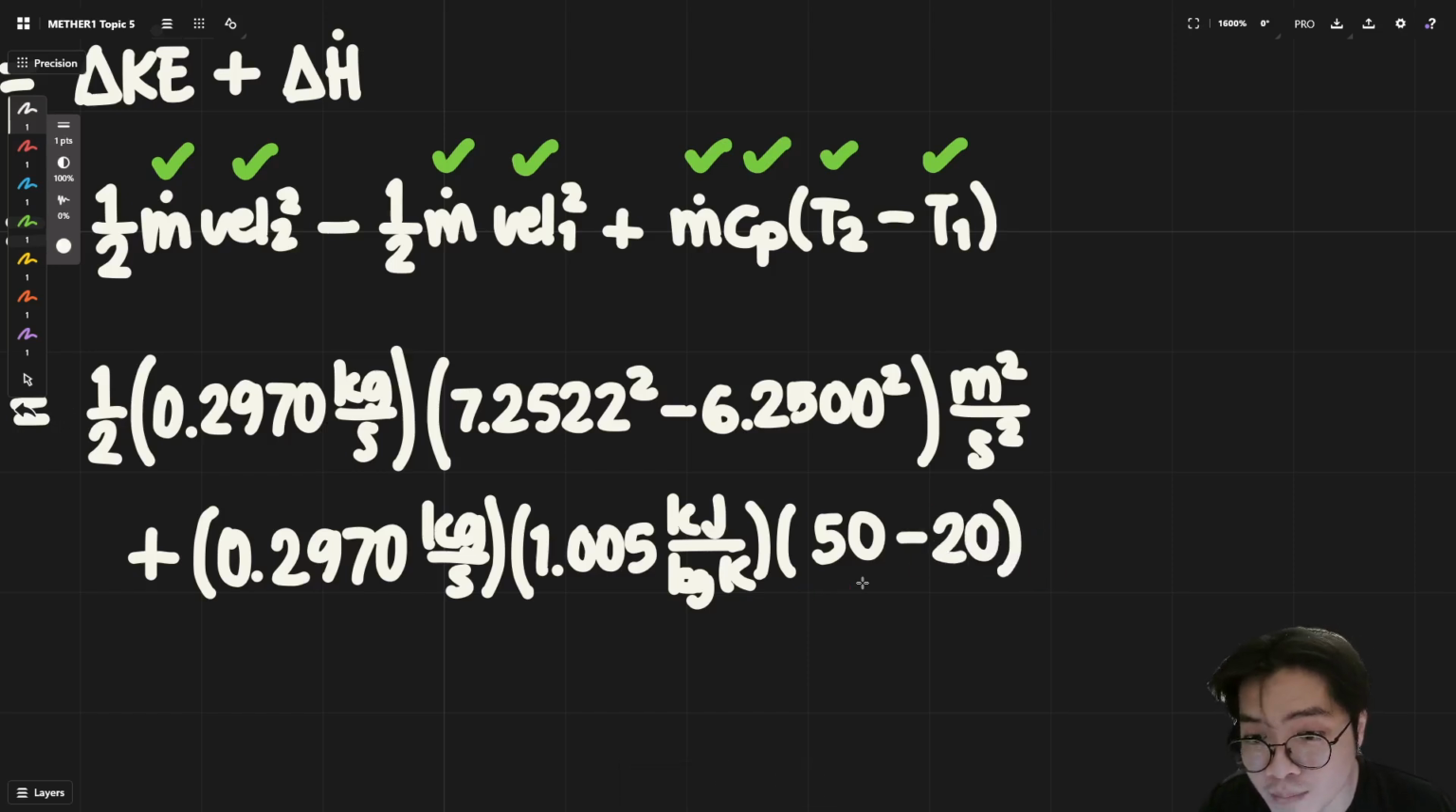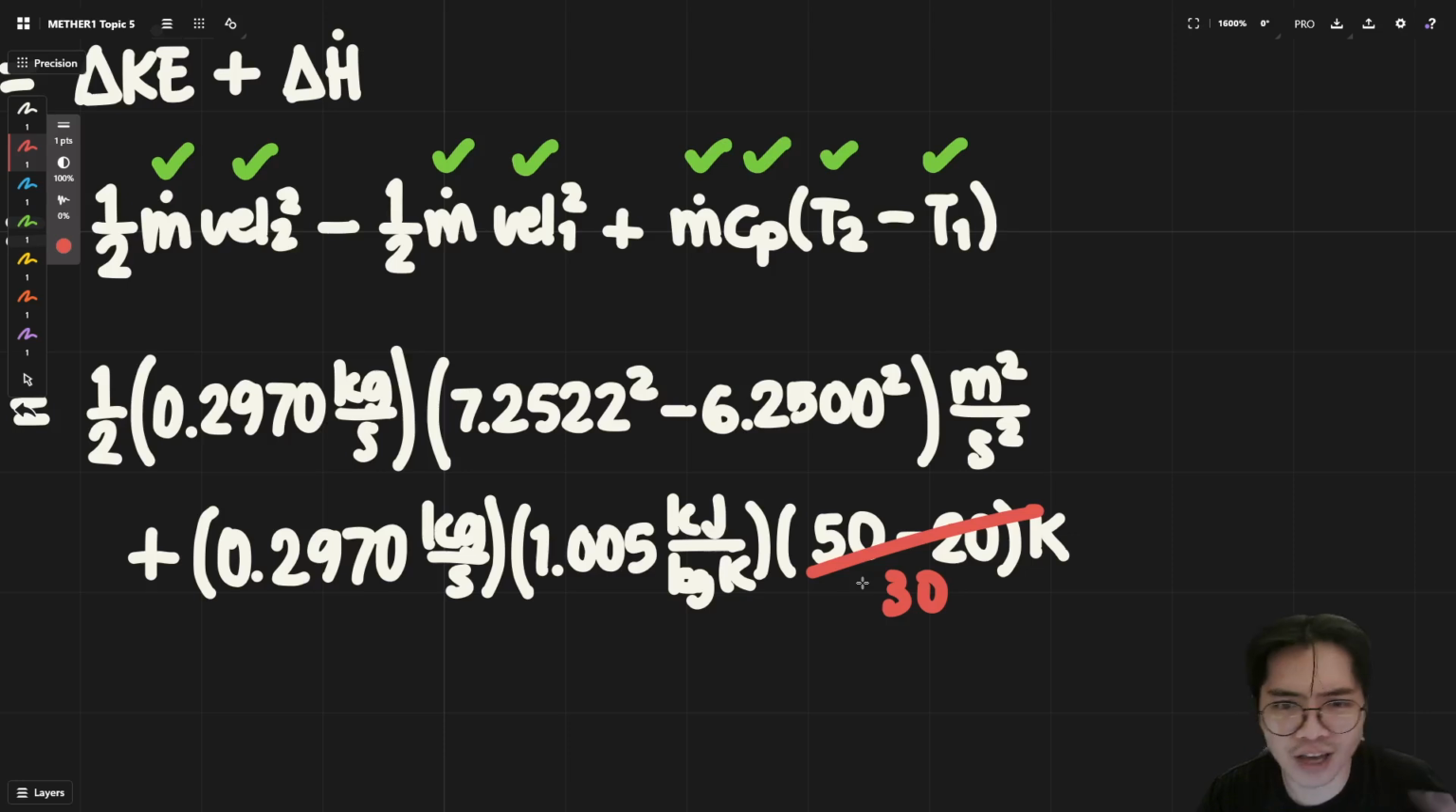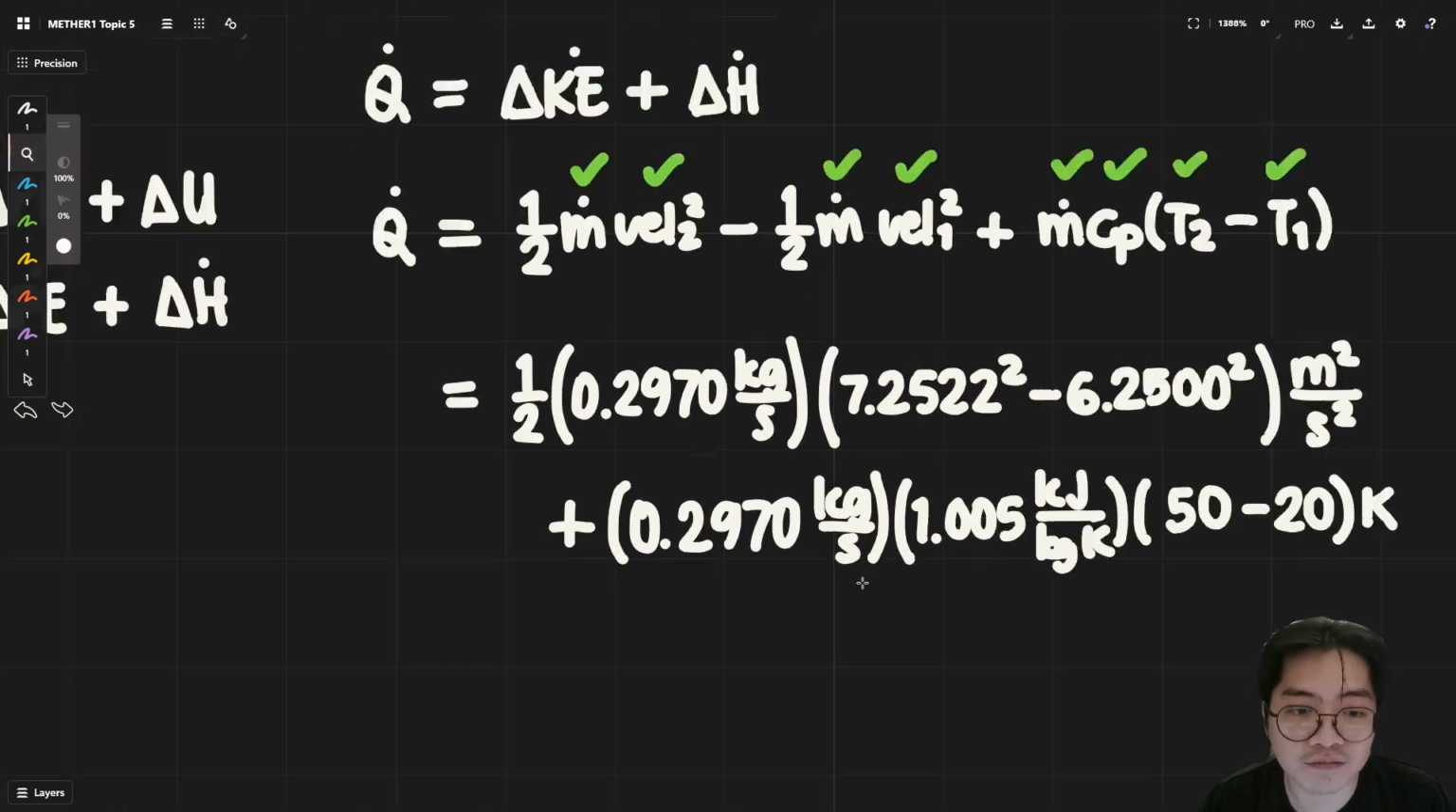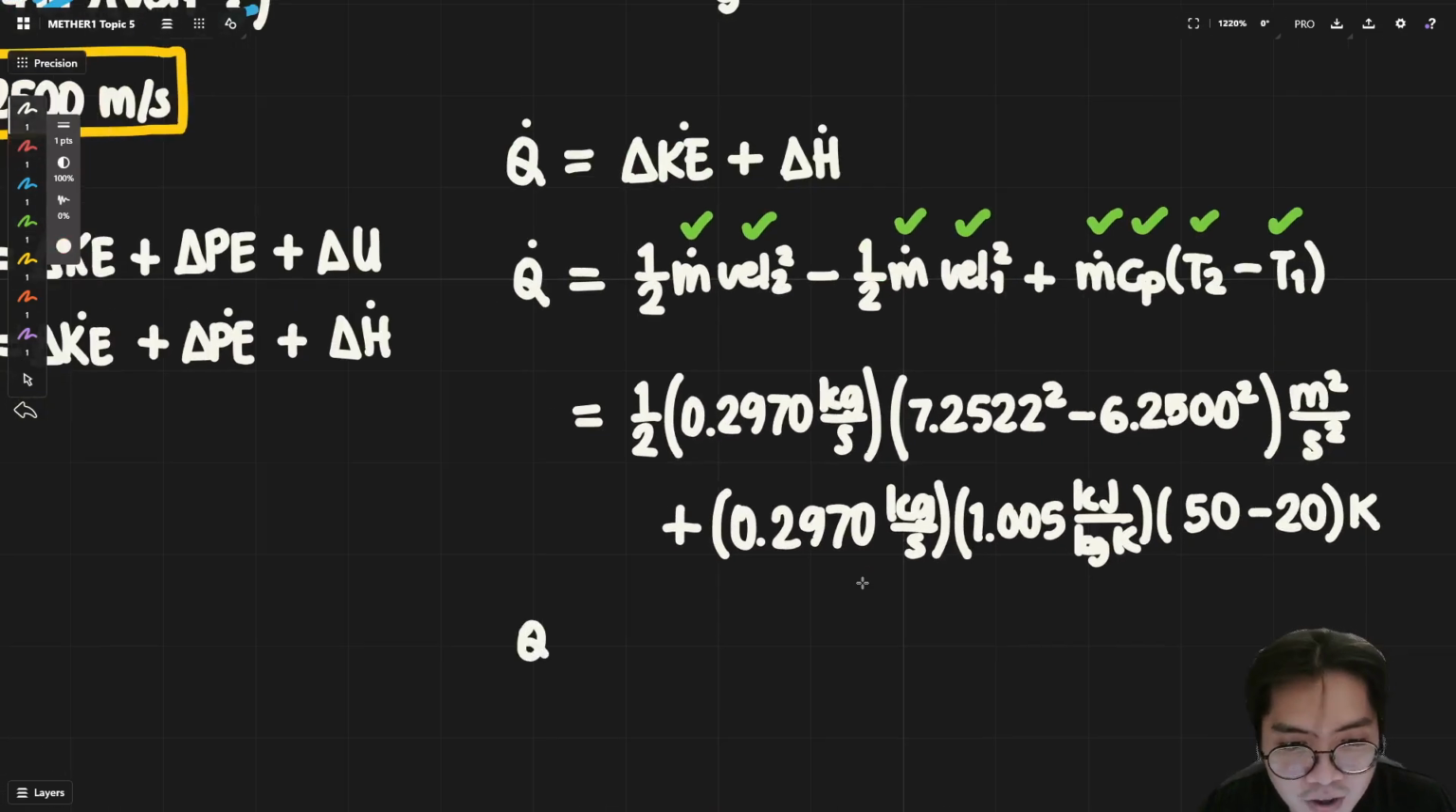And if you can do the math in your head, then good. Just write down 30. I don't care. I will get why you wrote down 30 instead of 50 minus 20. Okay? And now here's the thing. It's very tempting to just put all of this in your calculator. I will do so right now actually.